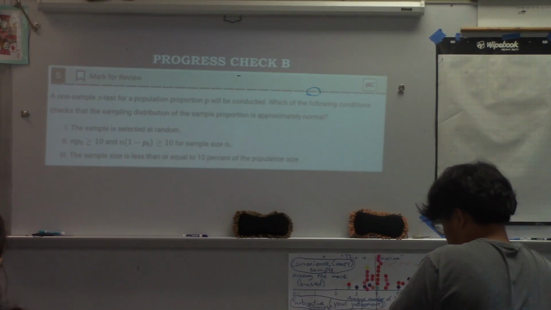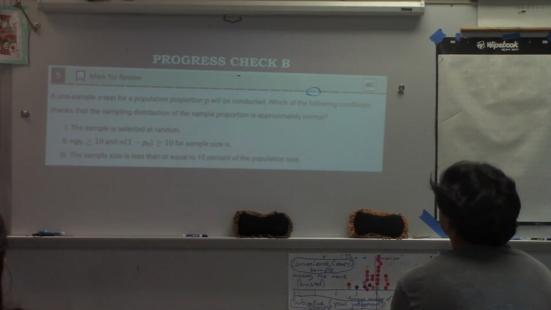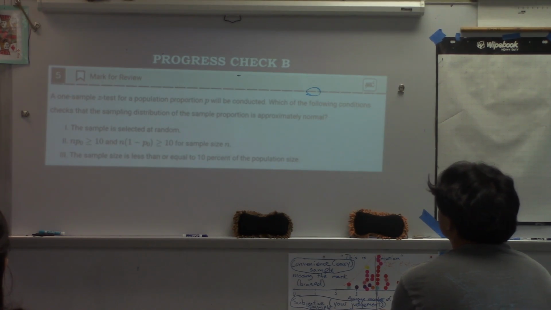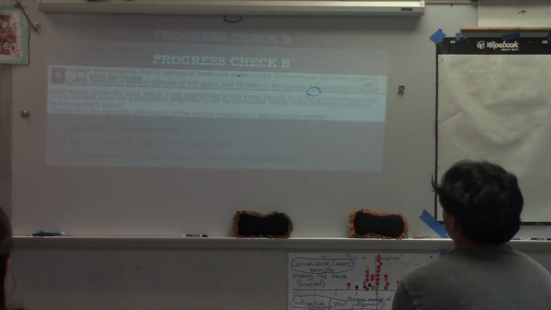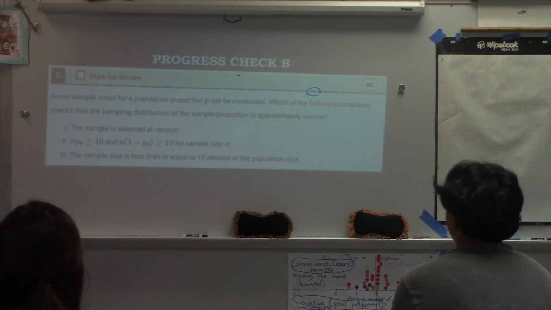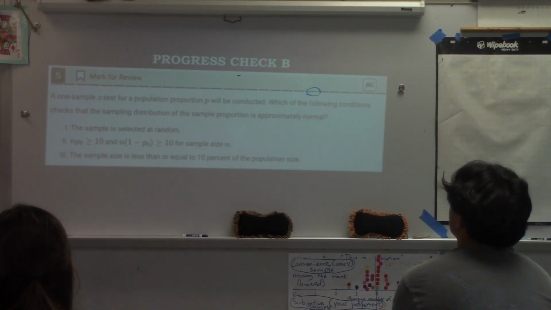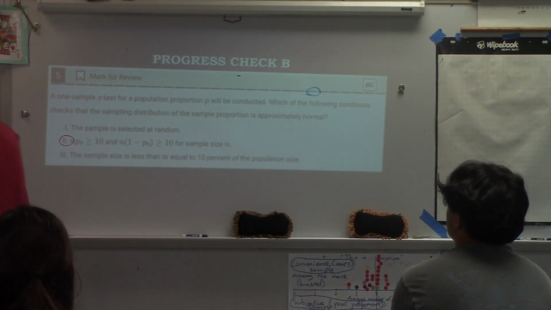Okay. A one-sample z-test for population proportion p will be conducted. Which of the following conditions checks that the sampling distribution of the sample proportion is approximately normal? What do we think? 2? I didn't put the answer choices in there, that's my bad. Why 2? Large counts, okay. What else? Check the normality, or approximate normality.